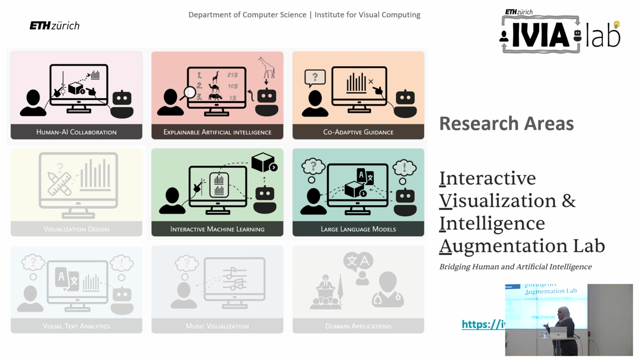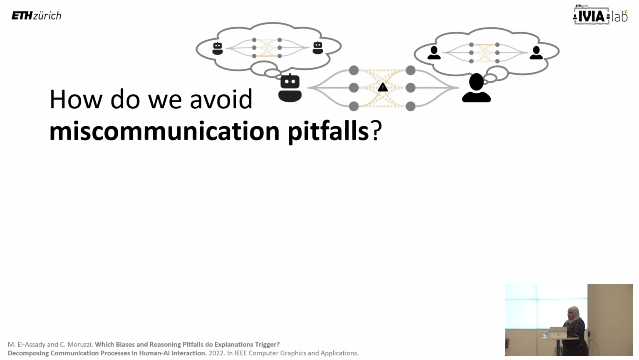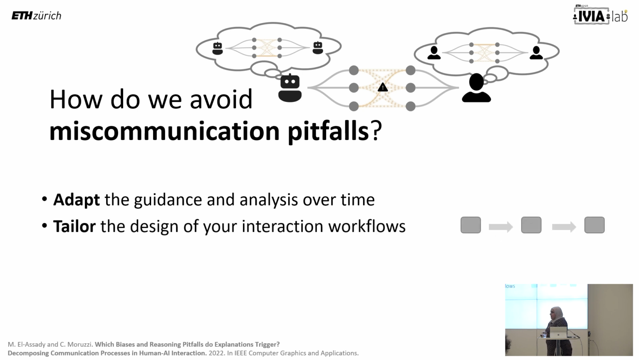If you're interested to play around with any of these tools, again, you can visit our website, and there's a lot of prototypes you can actually try out yourself. But now, to come back to my question about avoiding miscommunications. So how do we do that? One thing is we need to adapt the guidance and analysis processes over time. We need to tailor the interaction workflows that we design for human-AI interaction, and it depends on the different stakeholders, so we need to cater for that as well.